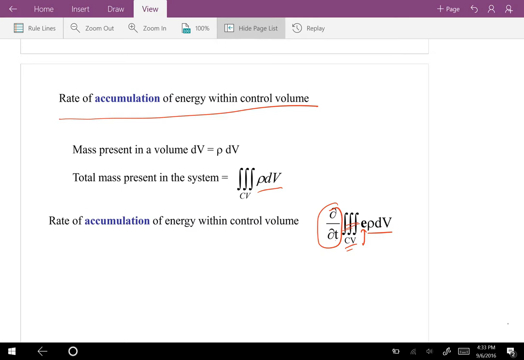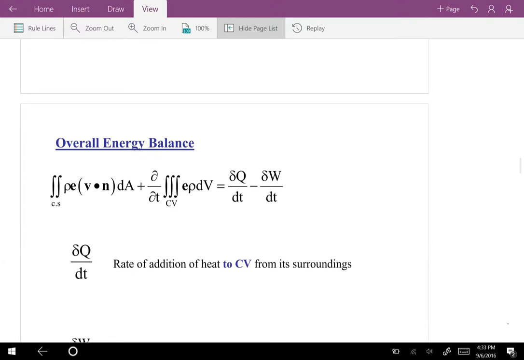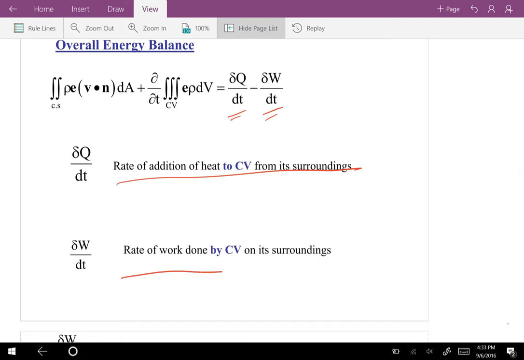So we have evaluated the left hand side, which says the net rate at which energy leaves plus rate of accumulation of energy is equal to Q dot minus W dot. So what is Q dot, what is W dot? Again, it's the same thing. The rate of addition of heat to the control volume from its surroundings, right? And W dot is rate of work done by the control volume on its surroundings. Again, keep in mind the notation, the sign convention is going to be very important.